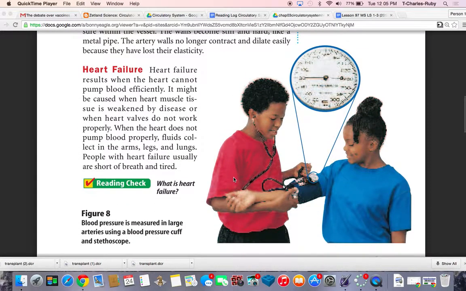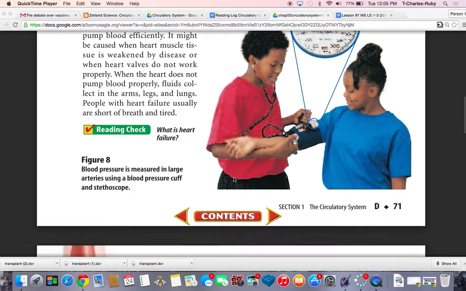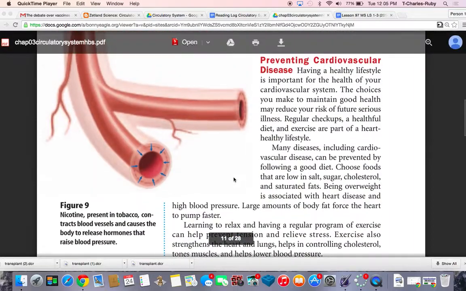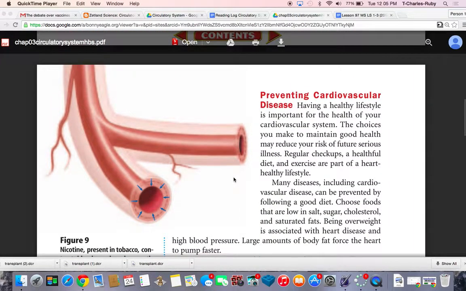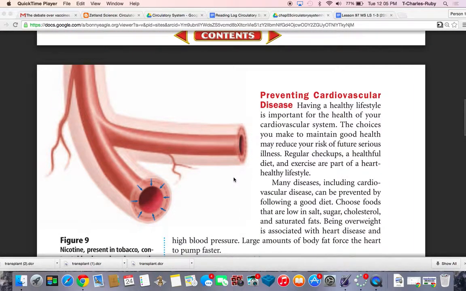Heart failure. Heart failure results when the heart cannot pump blood efficiently. It might be caused when the heart muscle tissue is weakened by disease or when the heart valves do not work properly. When the heart does not pump blood properly, fluids collect in the arms, legs, and lungs. People with heart failure usually are short of breath and tired and have swelling in their extremities, like arms and legs.